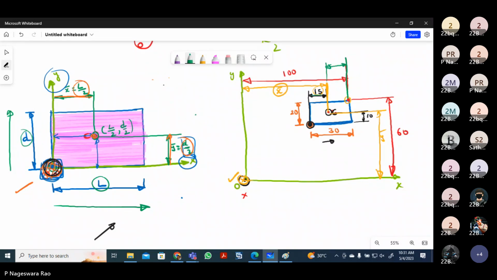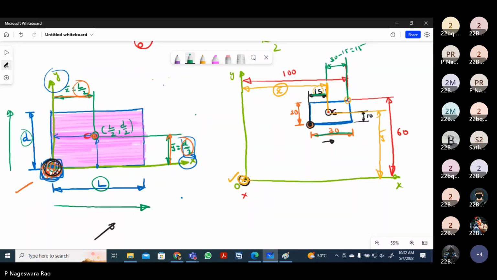So because it is 15, the total length is 30. This length is 15, total length is 30. Then this distance will be whatever is 30 minus 15. 30 minus 15 will be equal to 15. Okay. Similarly, you measure this distance also.